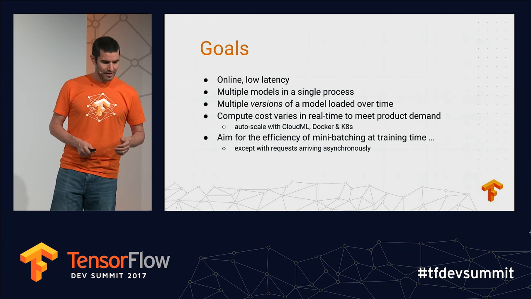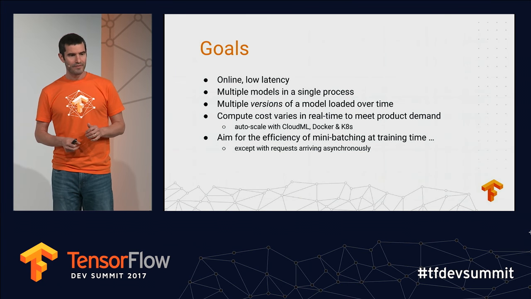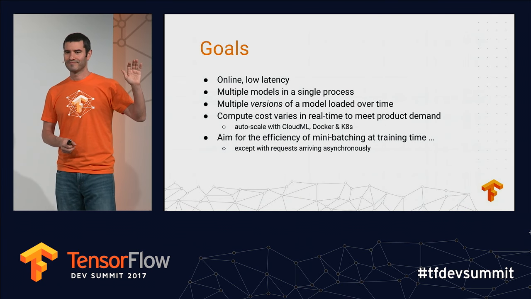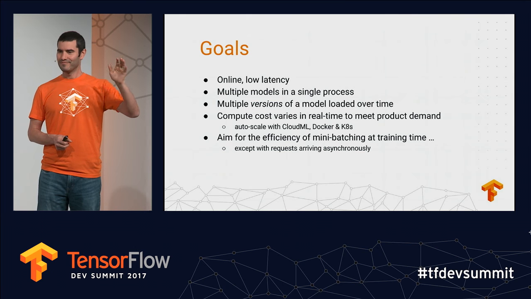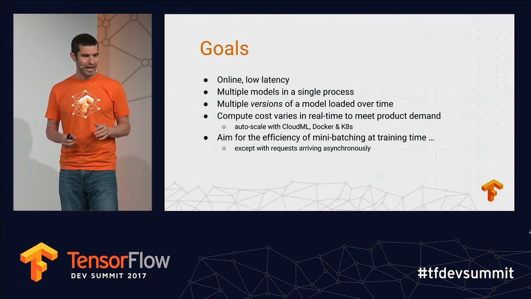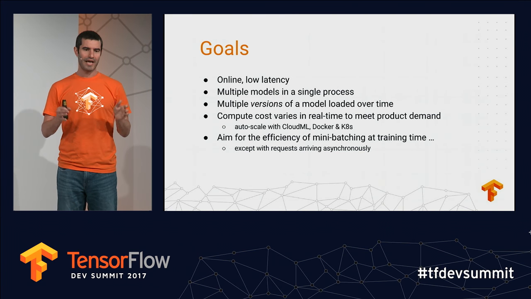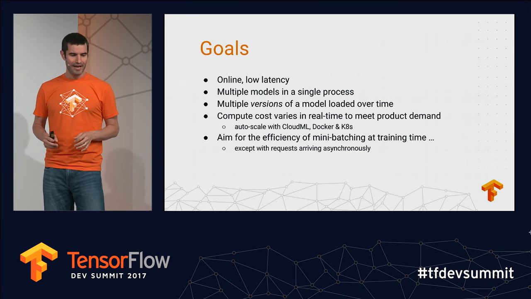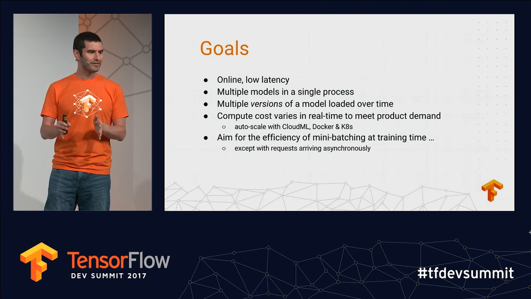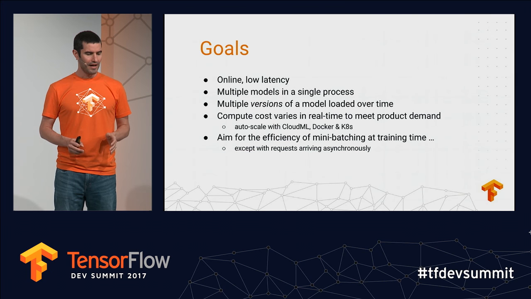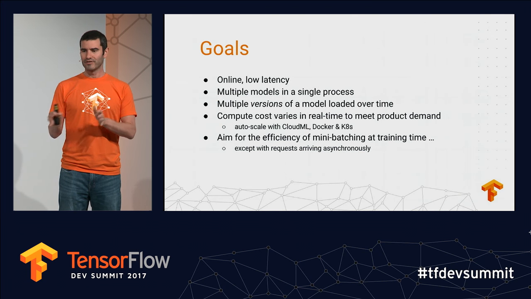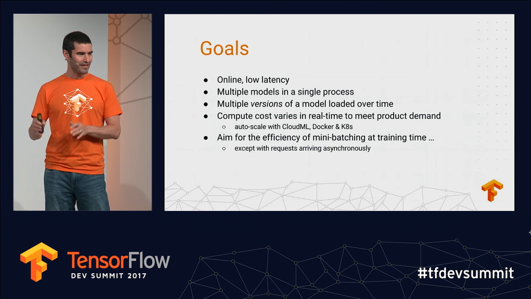Last but not least, I'm just going to mention the last bullet here. Is anybody familiar with mini-batching? OK, just a good number. So mini-batching is where you take a bunch of examples at training time, maybe queue them up, and then you run them through your graph together to get more throughput and higher efficiency. And this is really great.